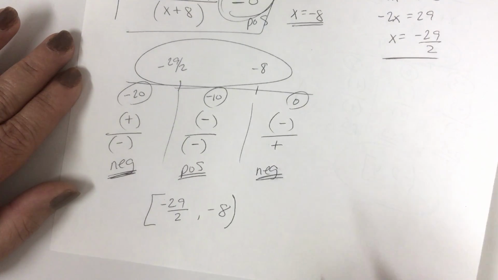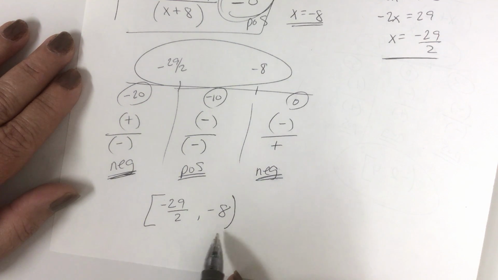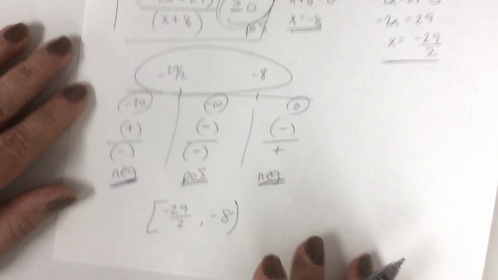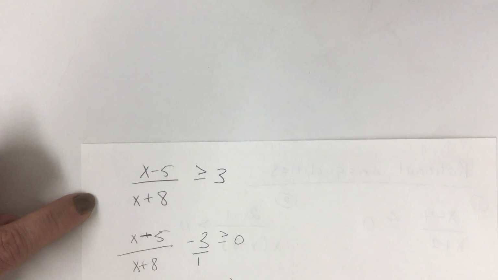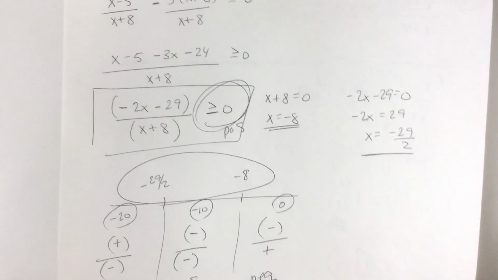So any numbers in between negative 29 halves and negative 8, including this, but not including that, would go into this original thing, and those numbers would give me answers that are bigger than 3. So a lot of steps.